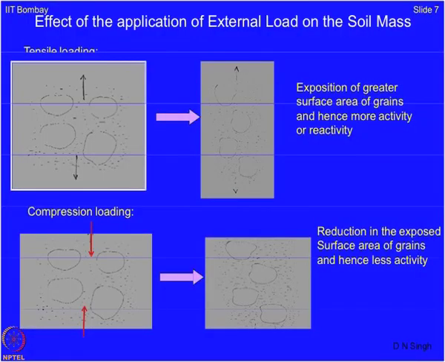So, when we talk about the effect of application of external load on the soil mass, whatever situation normally we consider, one is the tensile forces or the tensile loading, and the second one is compression loading. So, you think of a macro mechanics model like this. You have a soil mass and then you are applying a tensile force. What is that you are doing intentionally or unintentionally to the clay grains or the particles? You are pulling them apart. So, once you are pulling them apart, what is happening to the grains? They are adopting this type of a structure. They get stretched. Clear? Now, when you talk about the compression loading, yes, they become close.